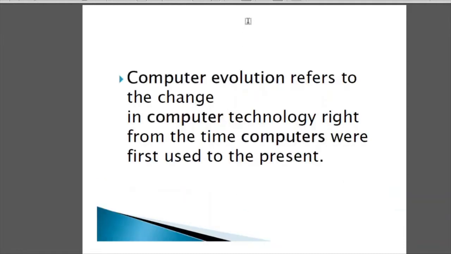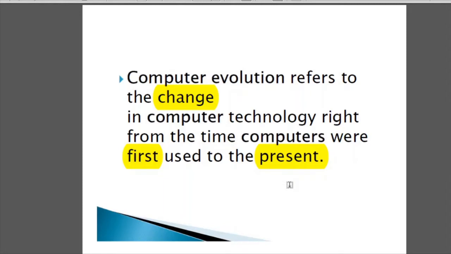Computer evolution refers to the change in computer technology, right from the time computers were first used to the present. Basically, evolution means how things have changed from the past till the present. That is called evolution. And computer evolution means how computer technology has changed from the first time it was used till the present time, which we are using.